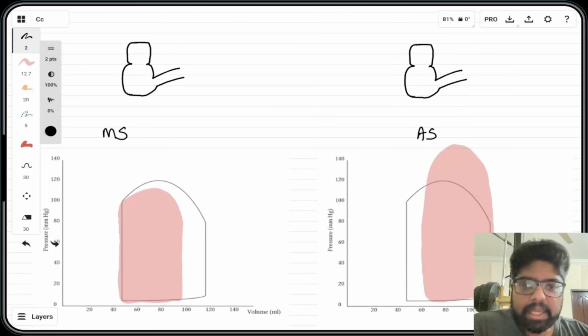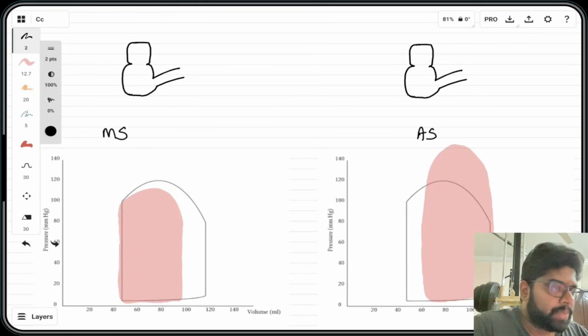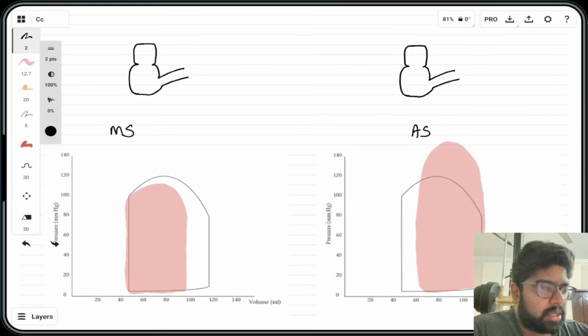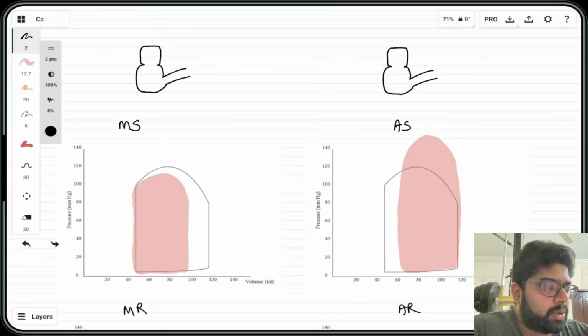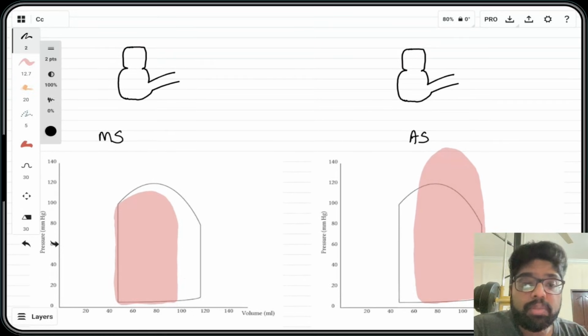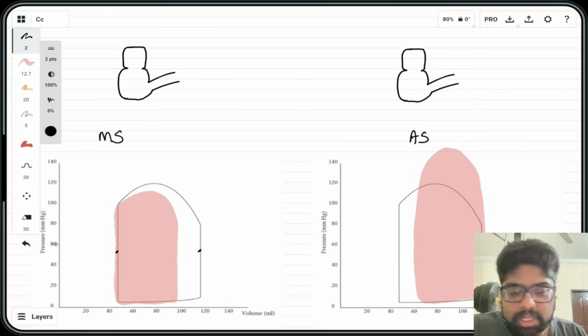So first, we will take a look at the stenotic lesions. So on the left, you have got mitral stenosis. On the right, you have got aortic stenosis. Now, whenever you have a pressure volume loop question of the ventricle, the first thing that you should be looking at is the isovolumic areas of the pressure volume loop. So here, the isovolumic areas correspond to this as well as this. So in these pictures, the white one represents the normal curve, the red one represents the abnormal curve.